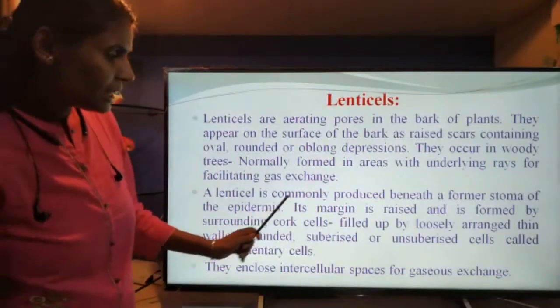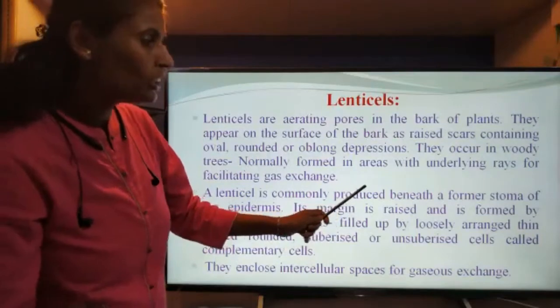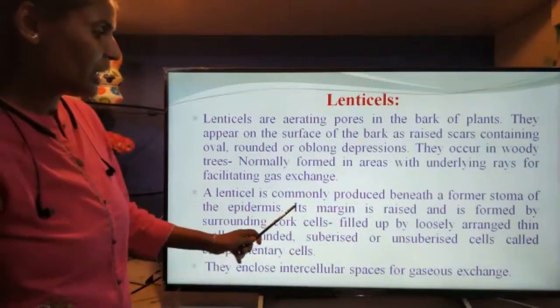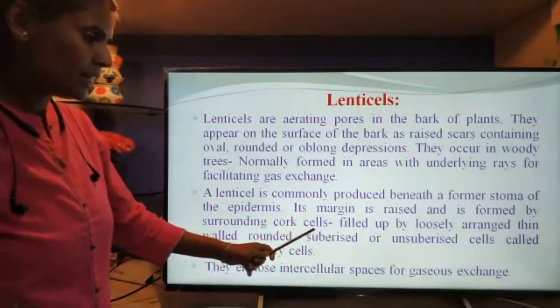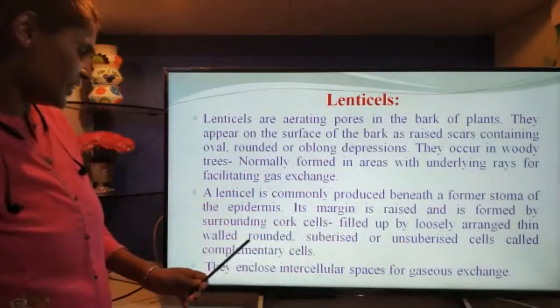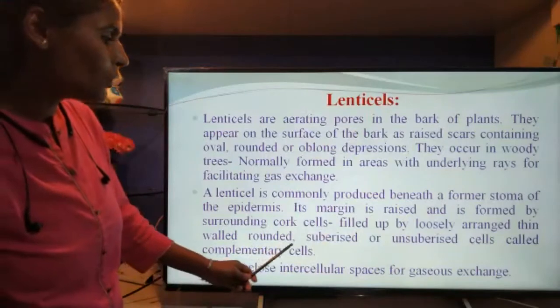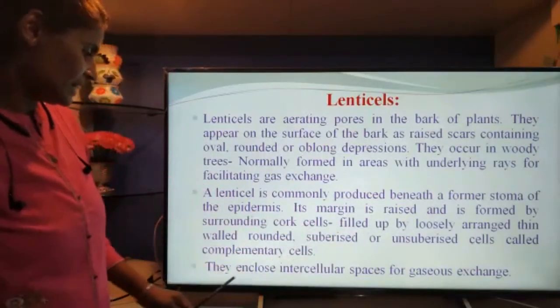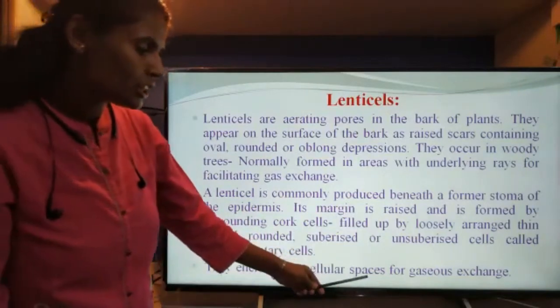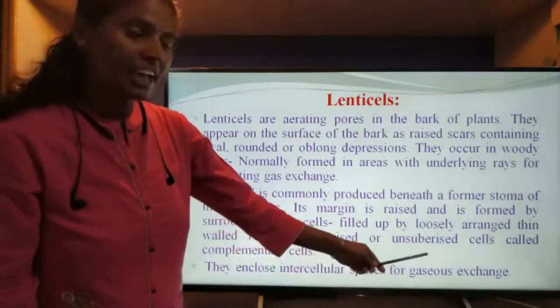A lenticel is commonly produced below the stomata of the epidermis. Its margin is raised and it is formed by the surrounding cork cells. It is filled up by loosely arranged, thin-walled, rounded, suberized or unsuberized cells called the complementary cells. They enclose intercellular spaces meant for gaseous exchange.